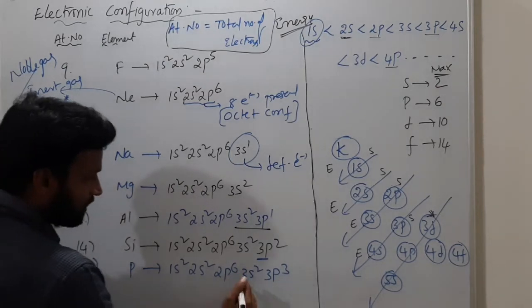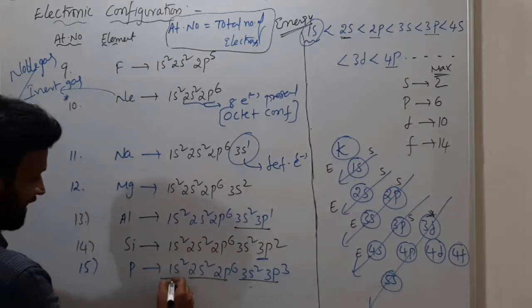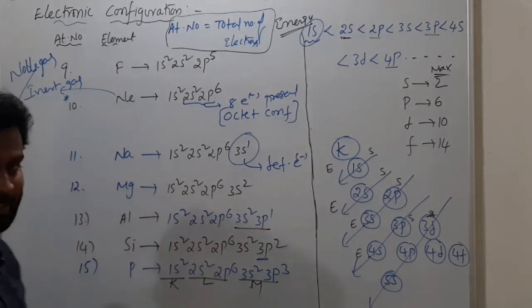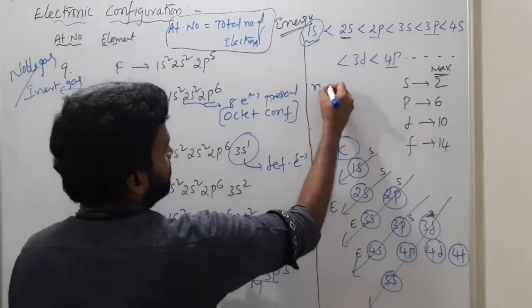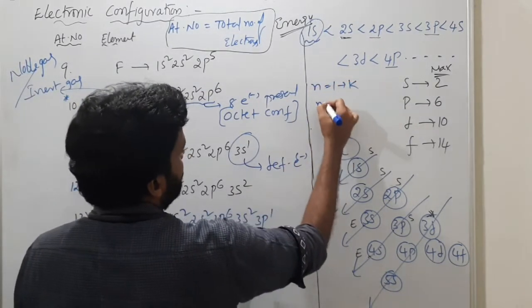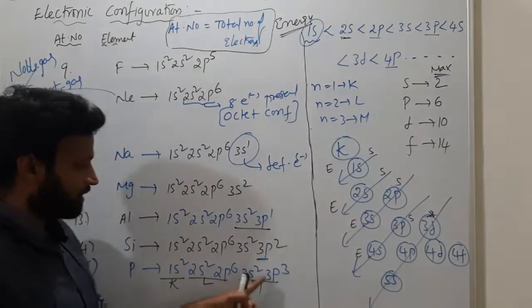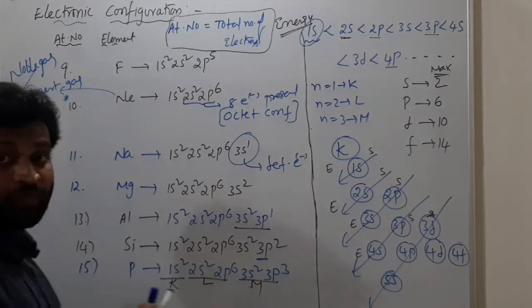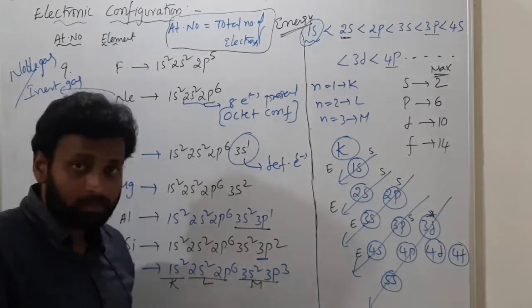Okay. Shell wise, if you want, 3s 3p belongs to one shell, 2s 2p belongs to one shell, and 1s is one shell. This is K shell, this is L shell, and this is M shell. Remember all these things. N equals 1 is K shell, N equals 2 is L shell, N equals 3 is M shell. So 3s and 3p come under M shell. So the differentiating electron enters into what shell, if they ask? M shell or third shell.